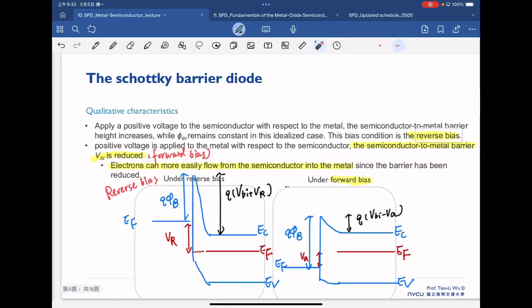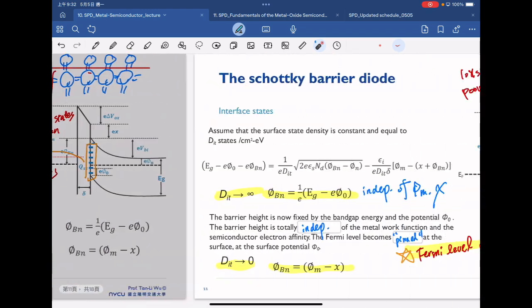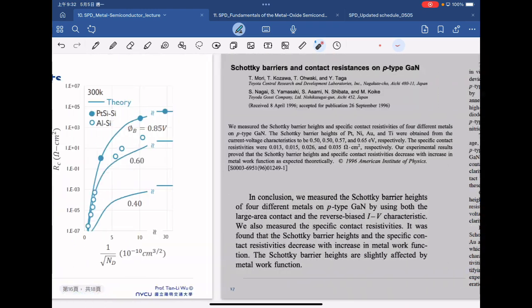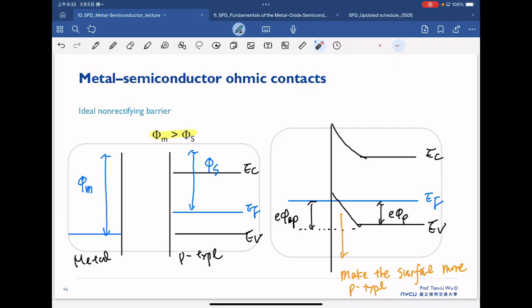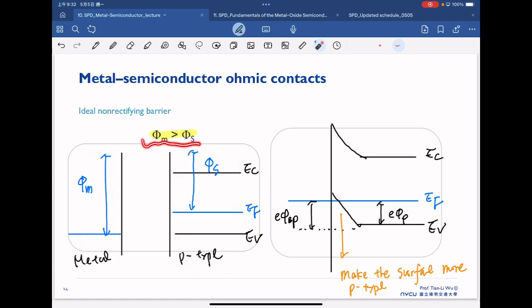So today we will continue to finish the rest of the discussion related to the metal and semiconductor. We have shown last time that in the case of a metal and p-type semiconductor, where the metal work function is larger than the semiconductor work function, we are able to form the ohmic contact between the metal and semiconductor.